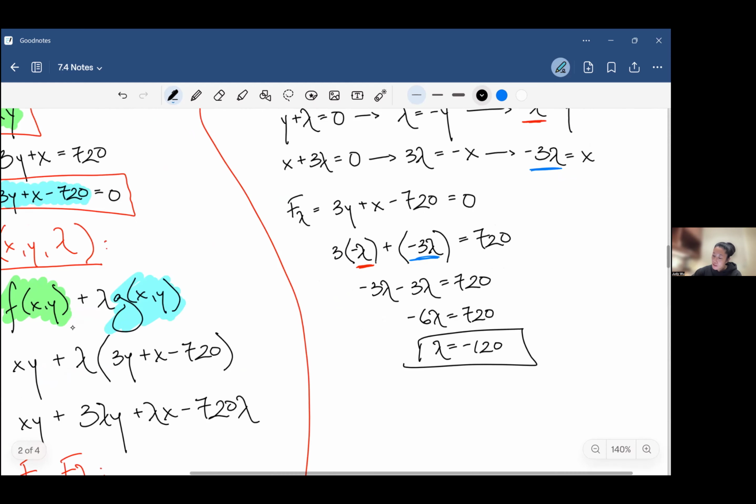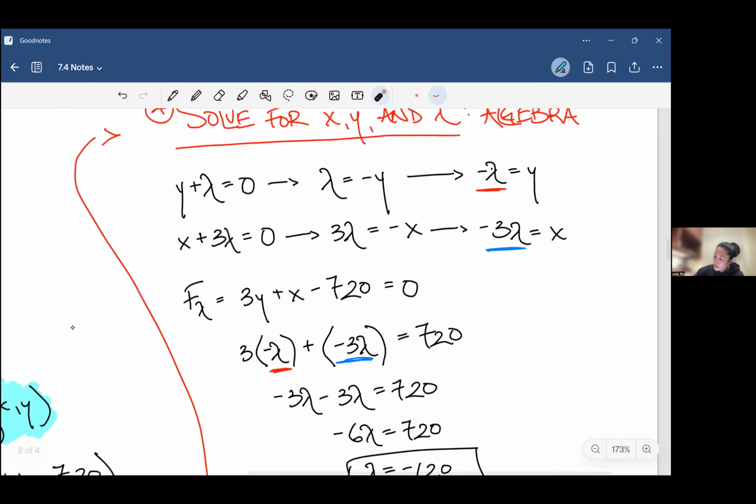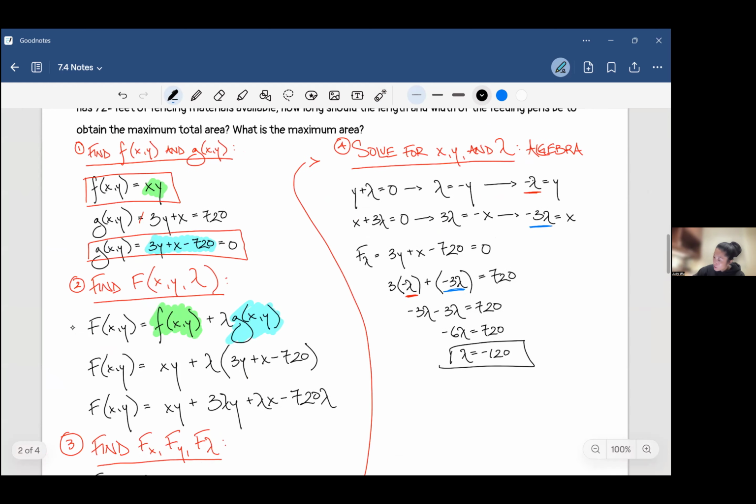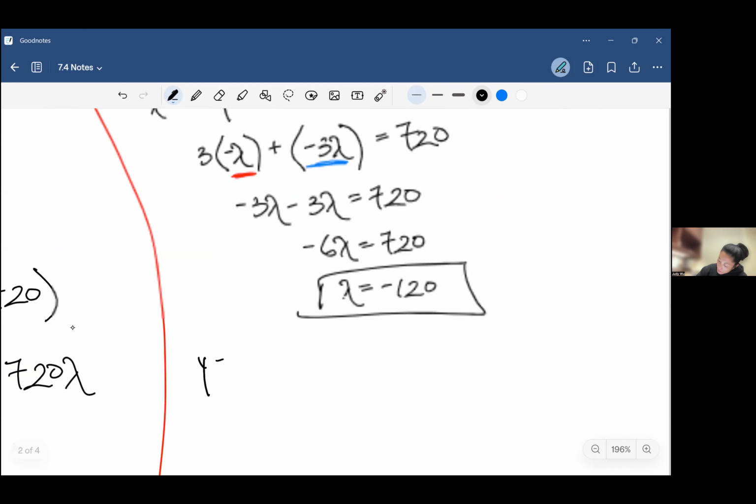Okay? So I've found my lambda, but what this means is I can use that lambda to find y, and I can also use that lambda to find x. So my lambda is negative 120. So y equals negative lambda, which is negative 120, which is 120.